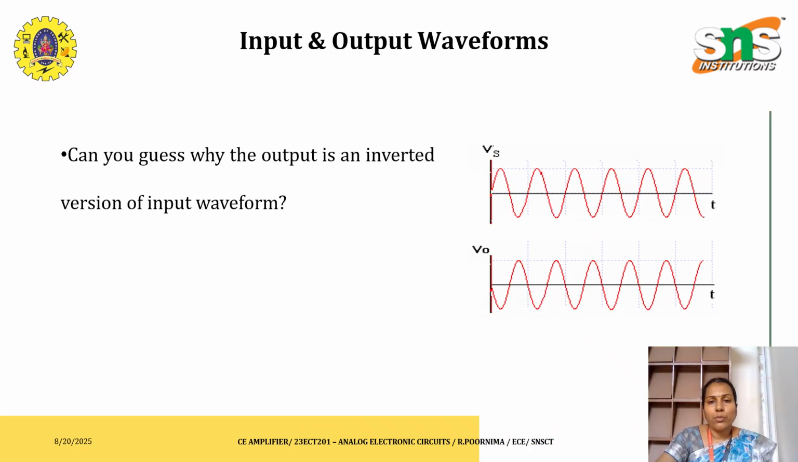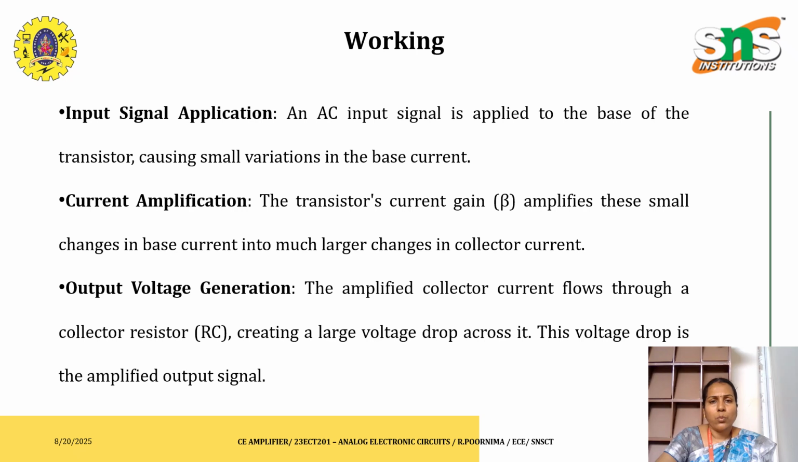Input and output waveforms of the common emitter amplifier are shown. Can you guess why the output is an inverted version of the input waveform? The output signal and input signal are 180 degrees out of phase due to the voltage drop at the collector terminal. So how does the amplifier work?